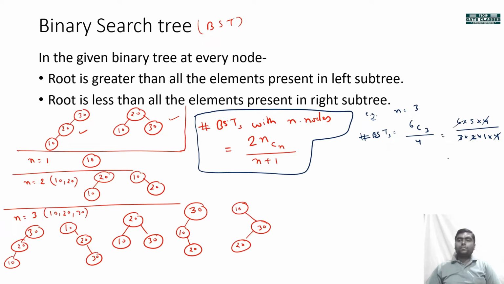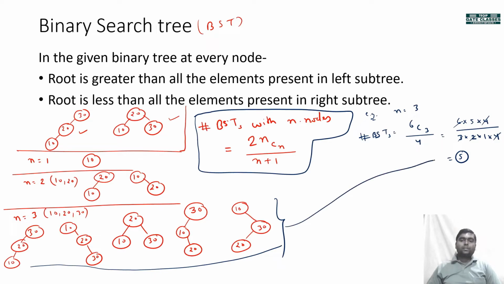So what will be the result? Result will be 5. So see this, these many possibilities are there. This is directly related to this one. Okay, that's why this formula is valid one. So I hope that this is clear to you now at this particular point.